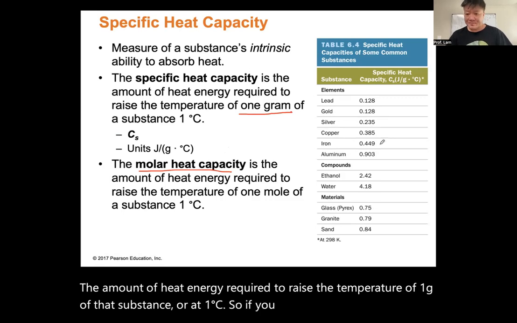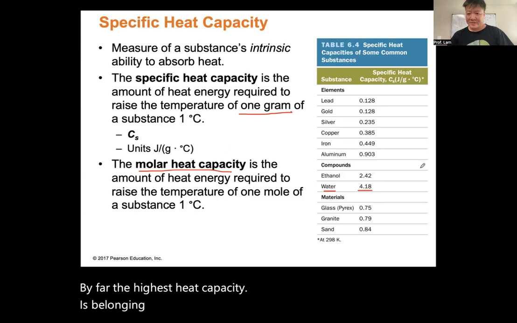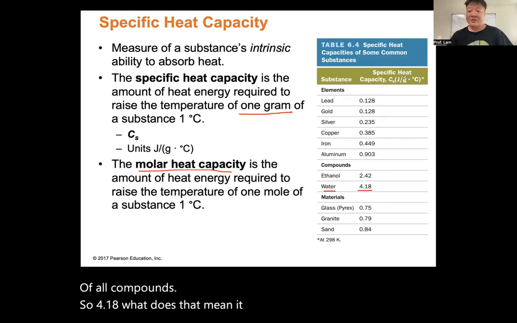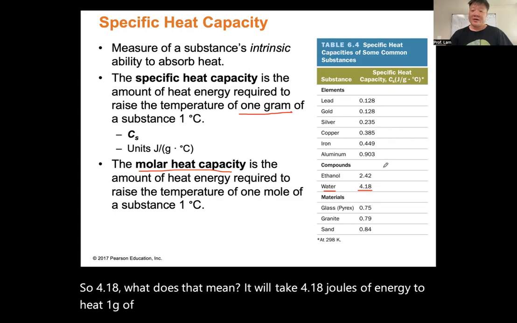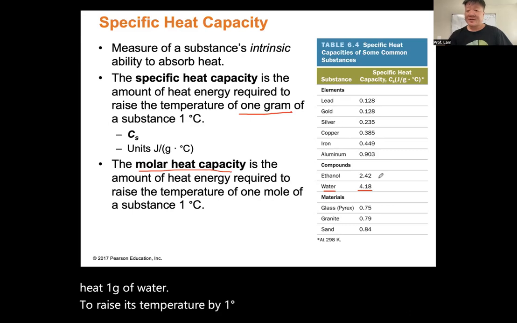So if you look at this table, by far the highest heat capacity belongs to water. Water has one of the highest heat capacities of all compounds. So 4.18, what does that mean? It will take 4.18 joules of energy to raise the temperature of 1 gram of water by 1 degree Celsius. And then you see the other elements, they're much lower, right?